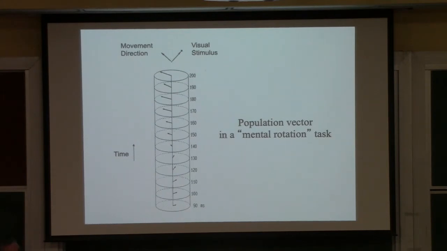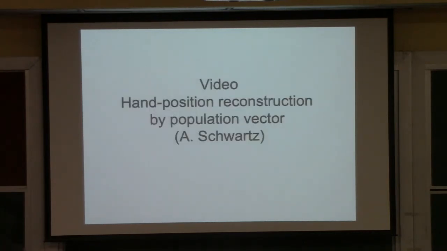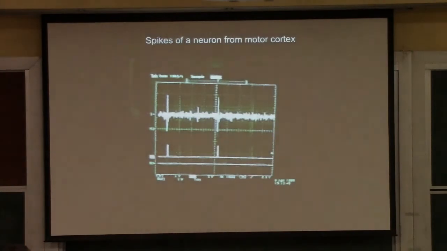So this is just a tool you can use to interpret the results from many neurons. Each neuron by itself has very broad cosine tuning, right? It's hard to see from a single cell, but if you put them together, you can read out this kind of information. That's one example, a very early example. You can also use this to do hand position reconstruction to drive an artificial device.